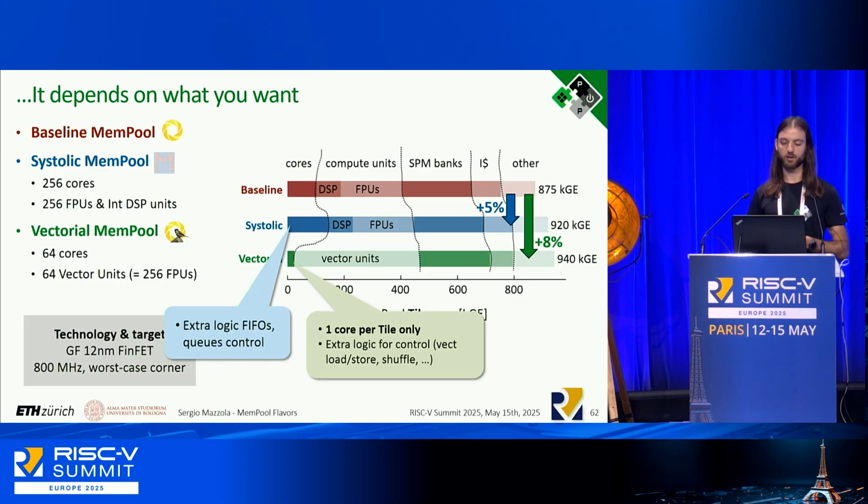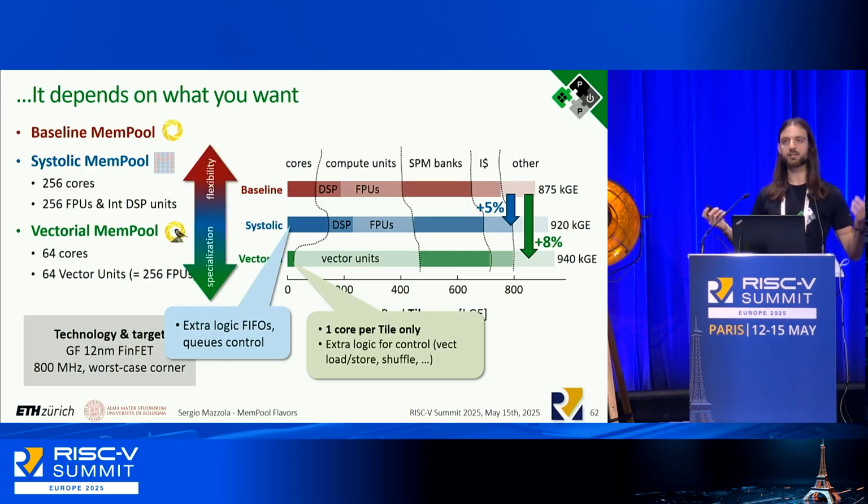So if we want to accelerate vectorial workloads, the vectorial flavor is perfect, but we are going to lose generality for other workloads. If you want versatility, we can go back to the MemPool baseline, or if we want to accelerate also systolic workloads at a small area cost, we can go to the systolic flavor. And this is how we realize our large cloud of trade-offs between versatility and performance. By the way, these are only 3 of the flavors. I have 4 more in the previous slides that I could go on talking about for hours, but I'm going to stop here for today.